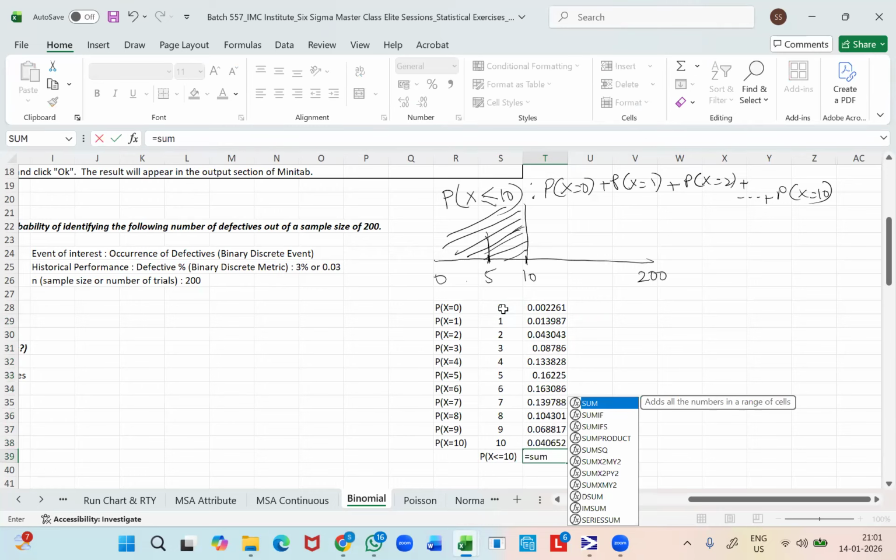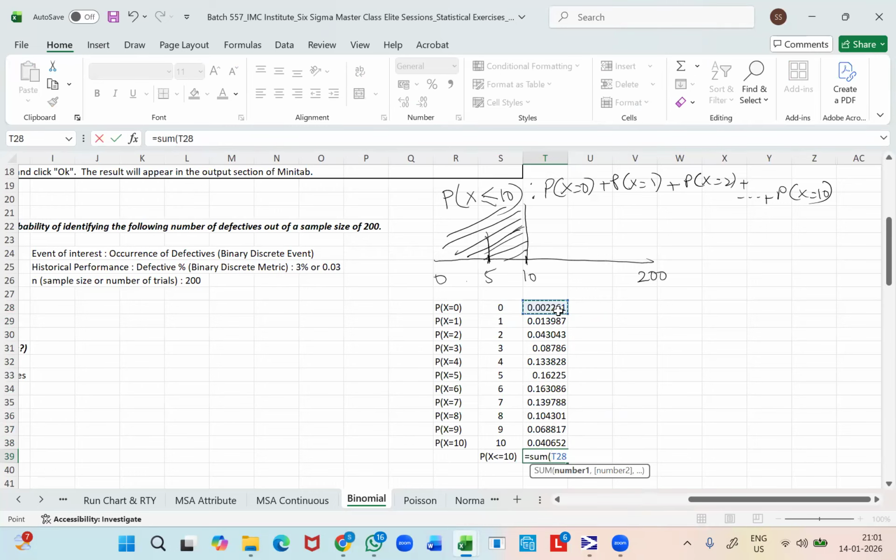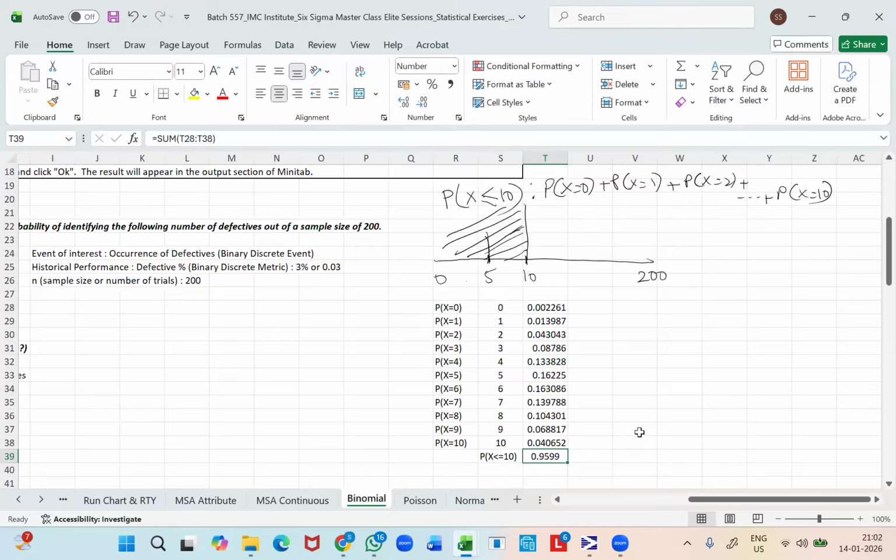So it's equal to the sum of all these individual probability values from 0 to 10, and round this off to 4 decimals, you get the same answer, 0.9599, right? So it proves that P of X less than or equal to 10 is nothing but the summation of the individual probability values from 0 to 10.